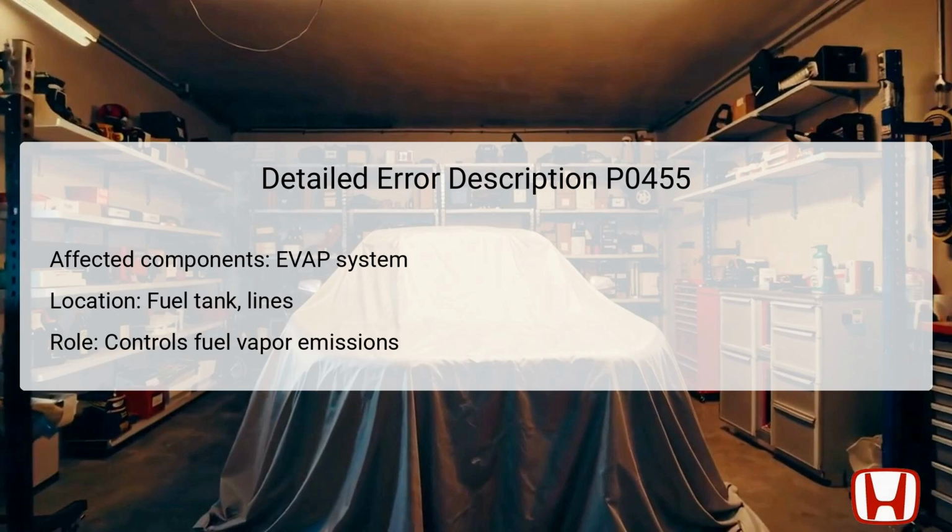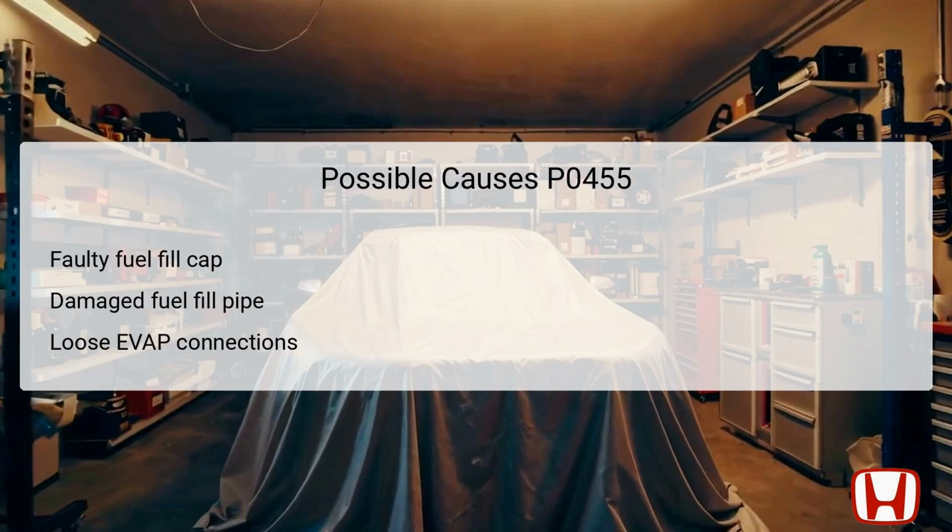Proper location awareness is vital, as different parts might require different approaches for inspection and repair. Identifying the affected components aids in narrowing down the potential sources of the problem during diagnostics. The potential causes of the P0455 code may include a faulty fuel fill cap, a damaged fuel fill pipe, or loose connections within the EVAP system.